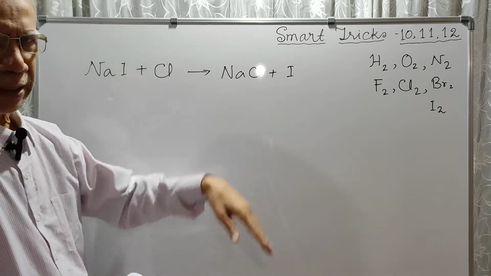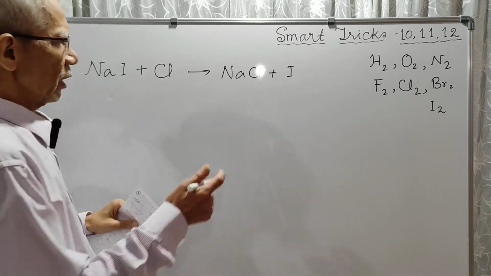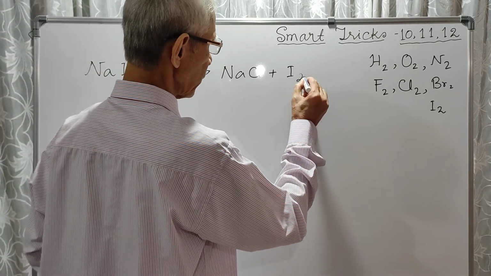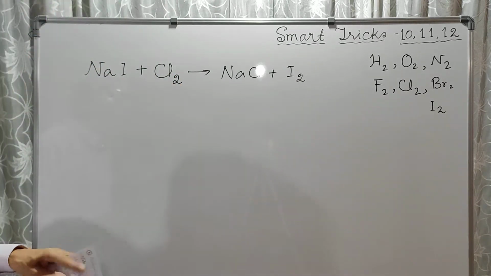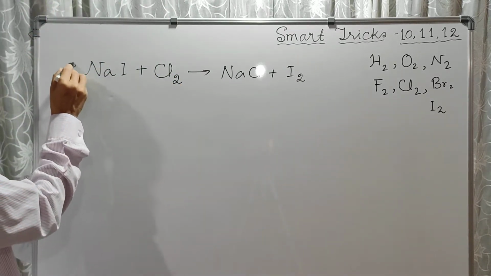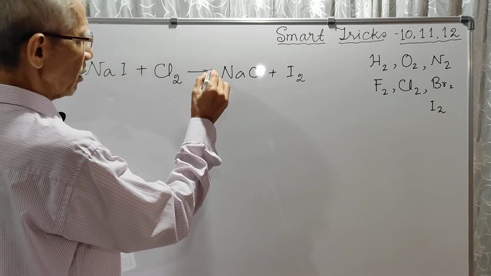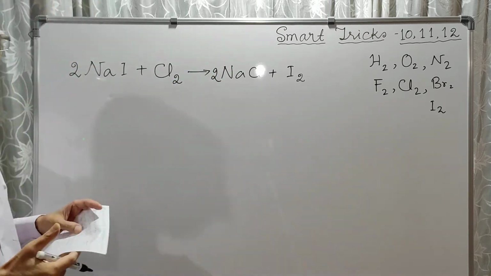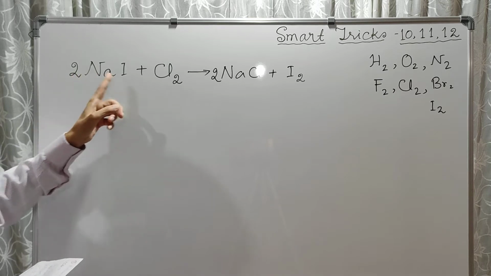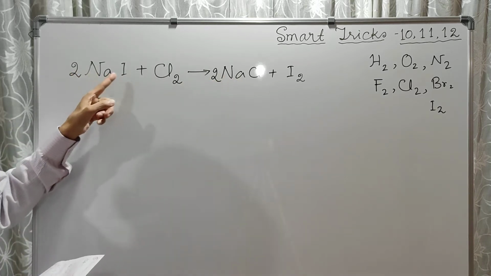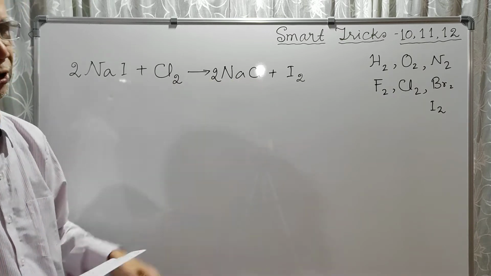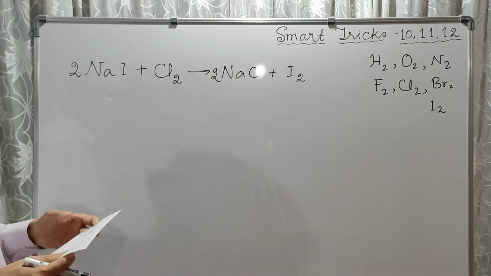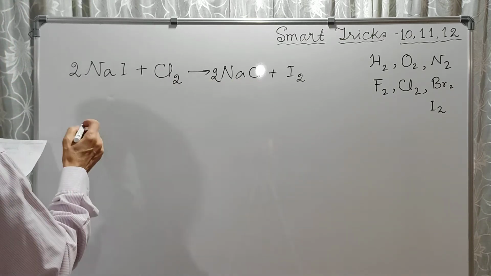But we cannot ignore that 2. That 2 must be brought back. So you bring back these 2 and other molecules you make double. This is 1, so make it 2, double. This is 1, make it 2, double. Now you see it is balanced. 2Na, 2Na. Iodine 2, iodine 2. Chlorine 2, chlorine 2. So it is balanced. All right. Okay, let us see another.